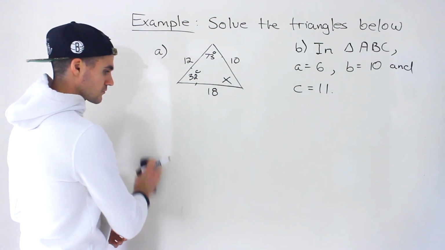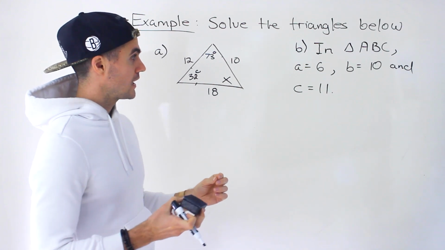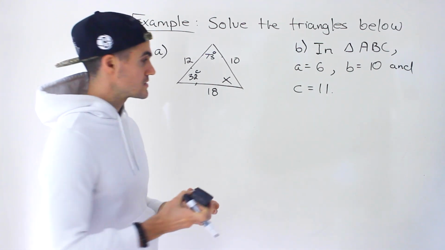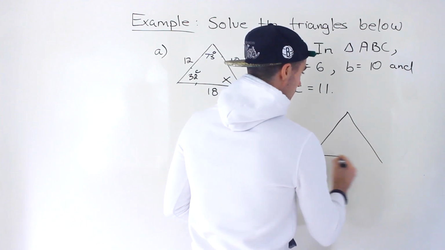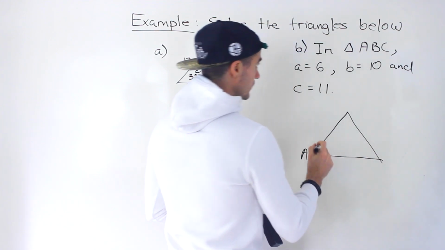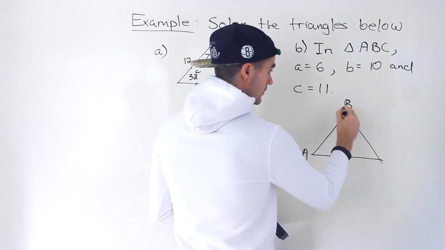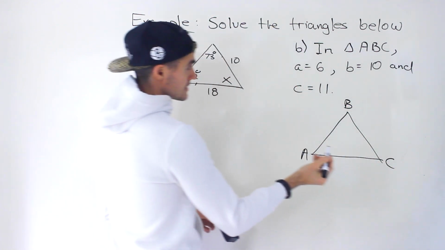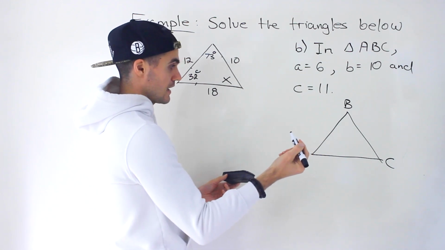Now in part B, notice we have another triangle, but it's described in words. And so, as I've shown in previous videos, what I recommend doing is drawing out a triangle. Now, notice we're using the letters A, B, C. That's not always going to happen, but in this case, we're using the standard A, B, C letters.